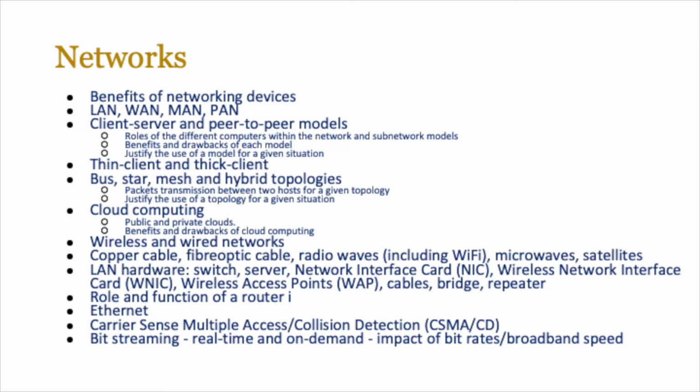And finally, the role and function of a router, especially over the internet, and the Ethernet protocol itself, and how CSMA/CD comes into play to avoid collisions. And the last part in networks is obviously bit streaming, especially real time and on demand, and what impact bit rates and broadband speed have on bit streaming.